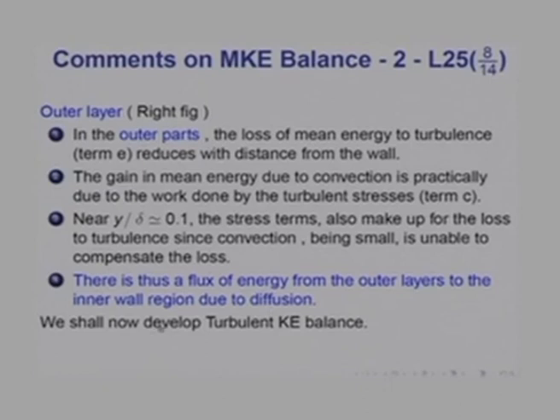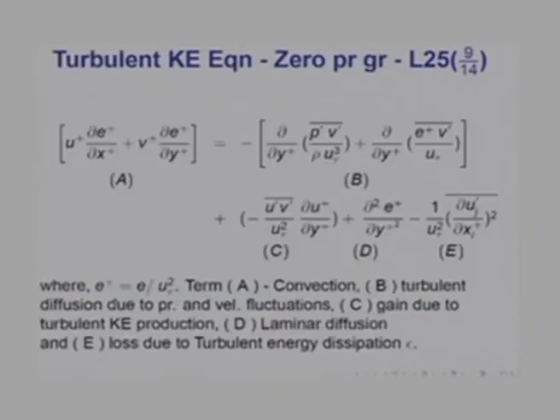We shall now develop a similar balance for turbulent kinetic energy, and to do that we shall convert our E equation for a boundary layer, the turbulent kinetic energy equation, assuming 0 pressure gradient. Then we have, this is the convection term of the turbulent kinetic energy. B is the turbulent diffusion due to pressure fluctuation and velocity fluctuation.